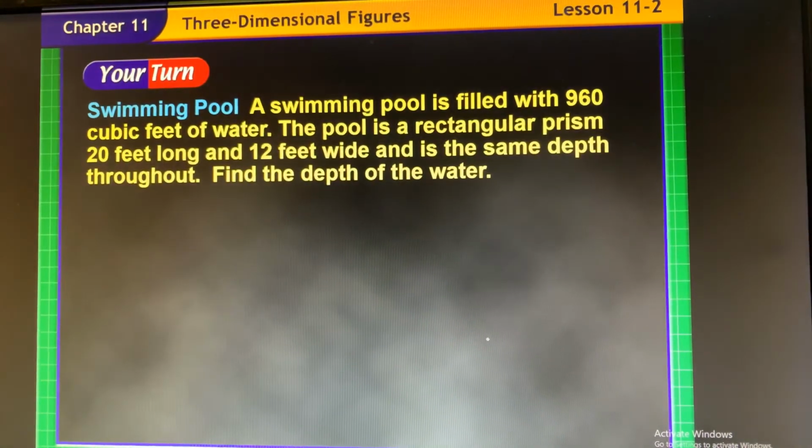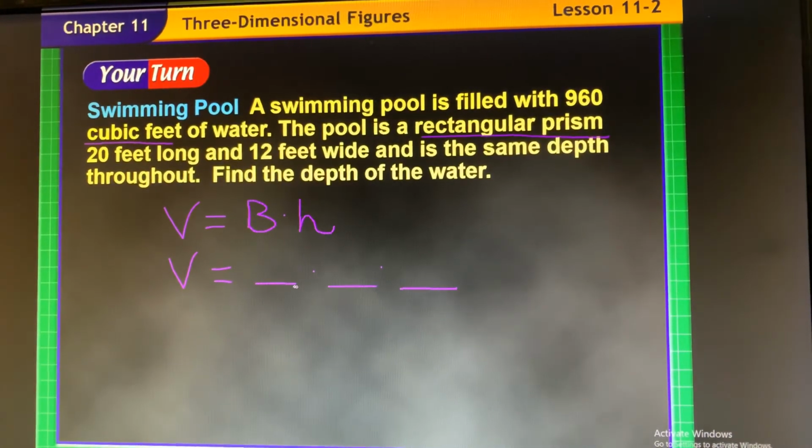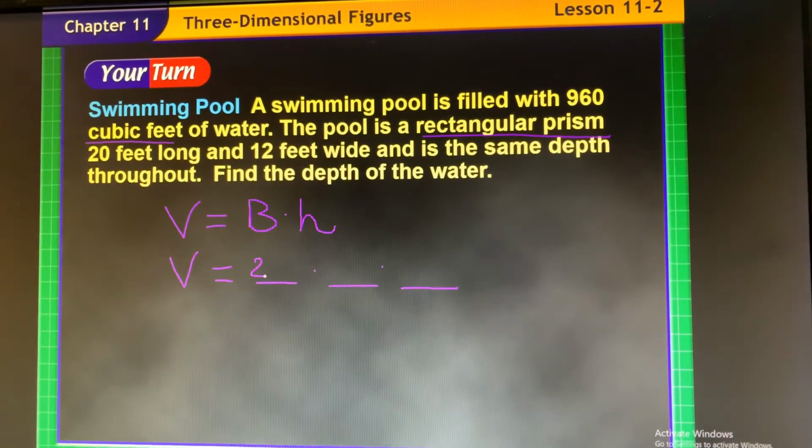Your turn. A swimming pool is filled, assume that it's a rectangular prism for the swimming pool, with 960 cubic feet of water. As soon as they start saying this, I know that we're talking about volume. So area of the base times the height. Volume is equal to 3 lines, always 3 lines. It's a rectangular prism, so there's no division. I know that it's 20 by 12, and I'm looking for the depth, which would be the height. I know the volume is 960.